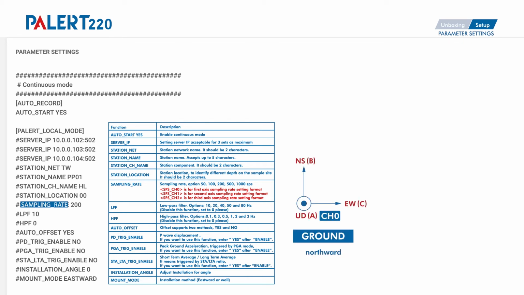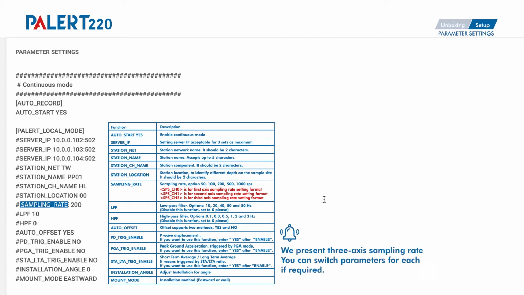SPS channel 0 is for the first axis sampling rate setting format. SPS channel 1 is for the second axis sampling rate setting format. SPS channel 2 is for the third axis sampling rate setting format. We present 3 axis sampling rates by 200 in this video. You can switch parameters for each axis by this format if required.